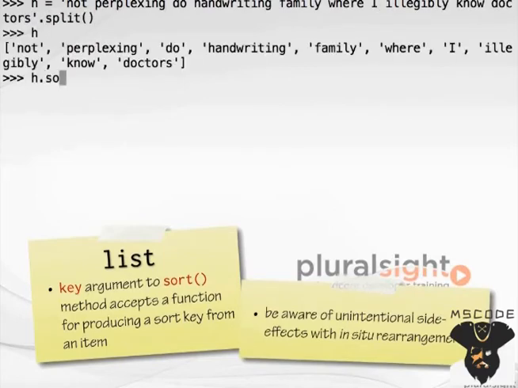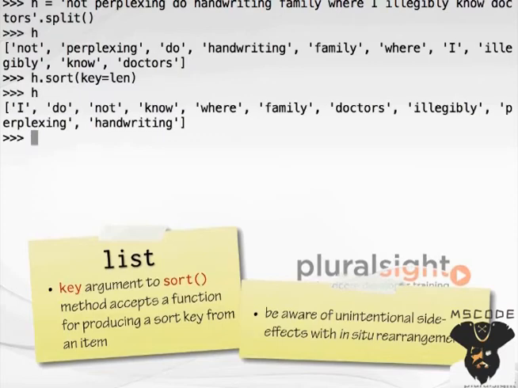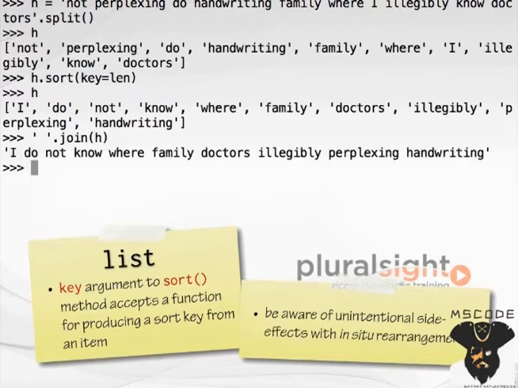By passing a reference to the len function as the key argument to the sort method of the h list, we can order these words in order of length. Again, we can join the list of words back together with a call to the join operator on a space separator, giving the almost sentence, "I do not know where family doctors illegibly perplexing handwriting."